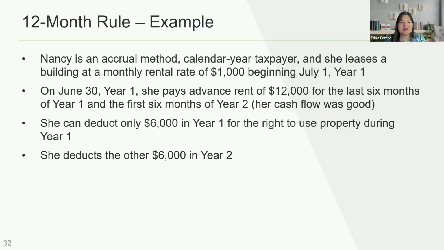So she can only deduct $6,000 in year one for the right to use the property during year one. So the 6 months that she prepaid from July to December is what she's going to deduct. And then that $6,000 that she already paid in advance for year two, she'll deduct in year two. So for your journal entries, you're going to debit the prepaid rent for $6,000 and rent expense for $6,000, and you're going to credit cash $12,000.